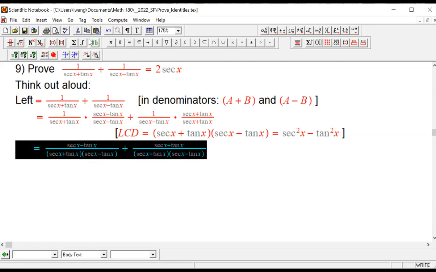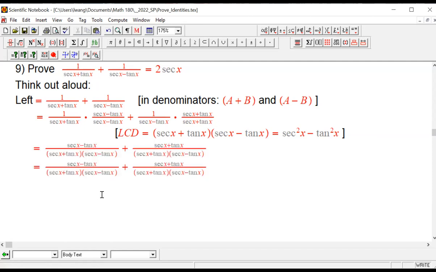And then the next step, we're going to combine the numerators because we already have the common denominator. So we take this numerator and add the other numerator to it. So this piece is gone. Simplifying. Right now we're focusing on the top. The numerator is secant x minus tangent x plus secant x plus tangent x. There's a negative tangent x and a positive tangent x, and these two are opposite, so that makes 0.